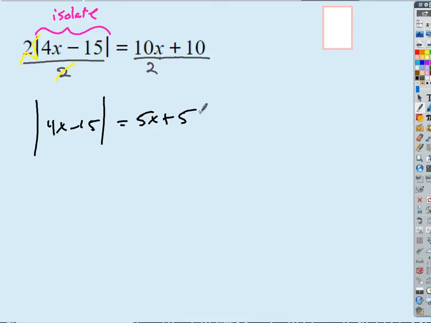Okay, good. We isolated the absolute value. That's the first part of the process, first stage. What's the next stage? Make the 15 positive, right? Okay, good. I'm gonna say it again. Make the 15 positive. Oh no, I can't do that. There's a real temptation to do that because it's inside absolute value bars. But if I changed that 15 to a positive 15, that's going to change the values of x that make this equation true. Okay? Okay, then: 4x minus 15 equals 5x plus 5, and 4x minus 15 equals negative 5x minus 5.